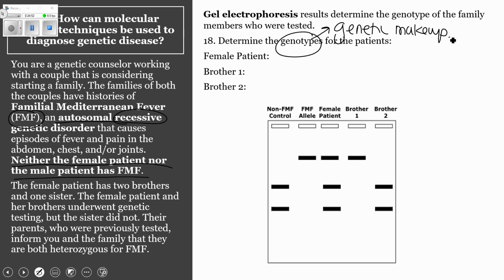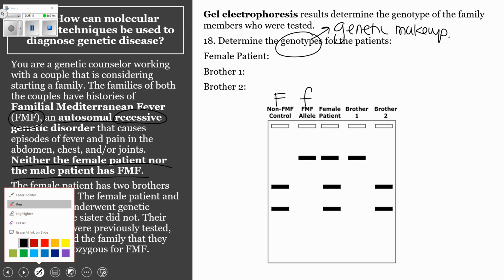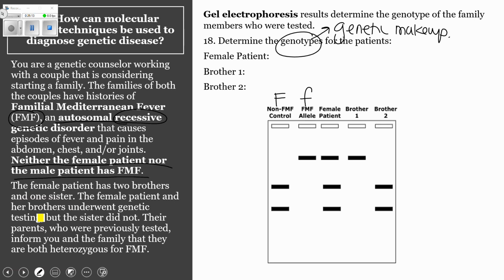The first one is non-FMH, meaning that person does not have the allele. If they don't have the allele, that means they have the dominant allele. And because of that, that's going to be our big F. If they have the FMH allele, they are going to have the recessive allele. So that's going to be a little f. Looking here, anyone who has those two lines, they're going to have at least one big F.